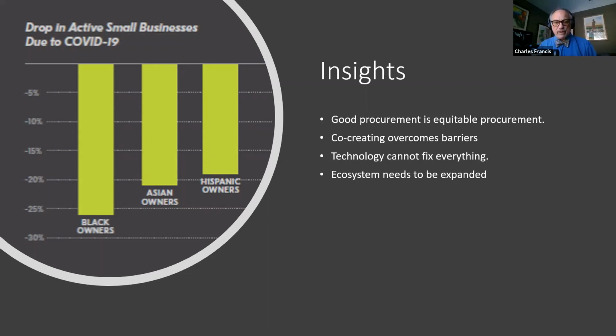Co-creating overcomes barriers, where we look at procurement reforms and solutions with our frontline workers, with our vendors, with our citizens, and ask everyone to come together to enable solutions that successfully help SMEs and MWBEs overcome the barriers to entry. And we have to recognize that technology is not going to fix everything. Many ideas for improving how procurement can be done involve change management, process improvement, and communication. And finally, there are ecosystem actors, including community organizations like chambers of commerce and philanthropies, different levels of government, as well as businesses, asking them to play a bigger role in supporting a more equitable municipal procurement system.